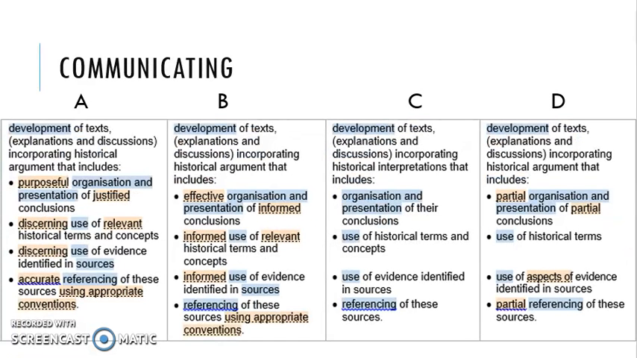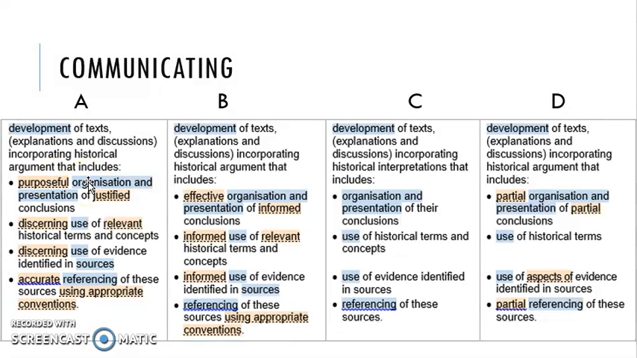Finally, your teacher will be marking you on your communicating criteria. This section about the development of texts incorporating historical arguments, you can see for an A, B, C, and D, that is essentially your development of an essay in this situation. As part of marking your essay, your teacher is looking at 4 dot points.